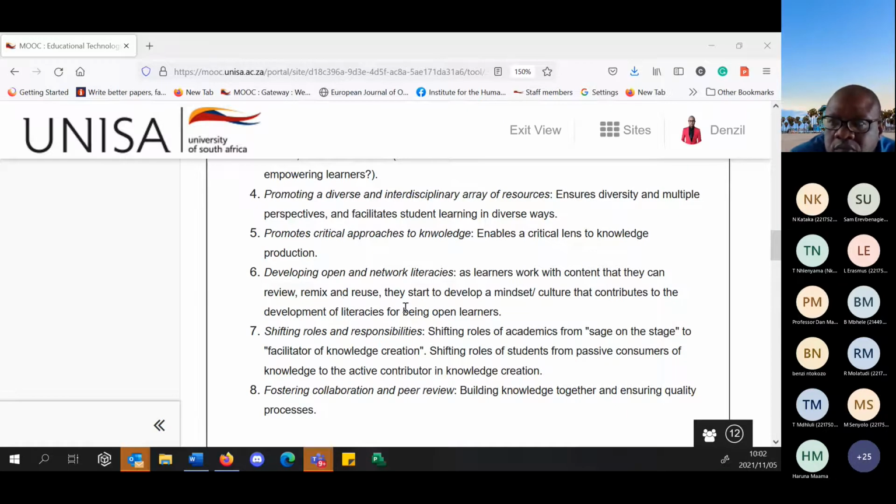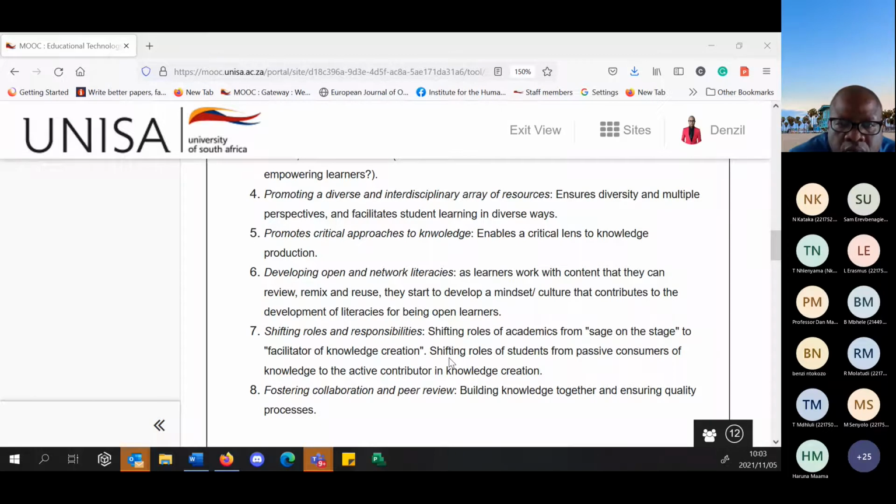Simple process, review, remix, reuse, the simple processes that would integrate in open educational resources, OERs. As we start forcing students to review, remix, and reuse the information that they have, they start to develop a mindset and culture, a type of literacy for being open learners, right? And then the shifting roles and responsibilities.